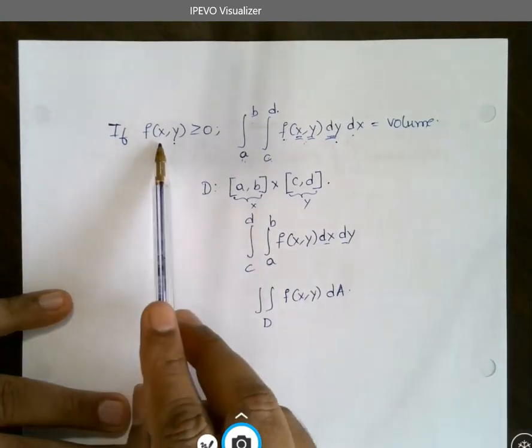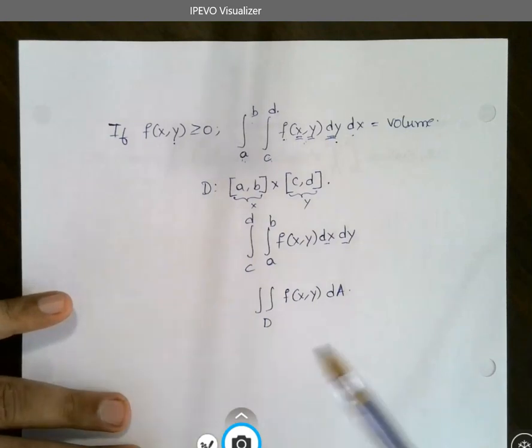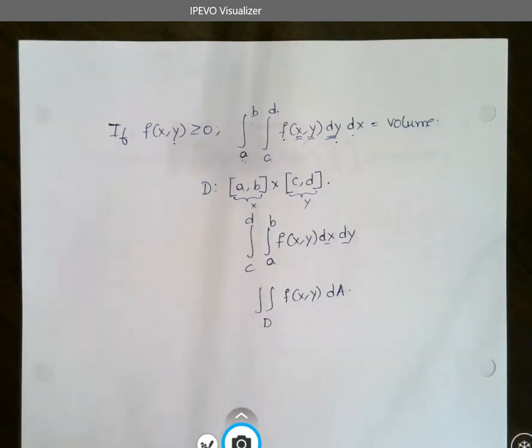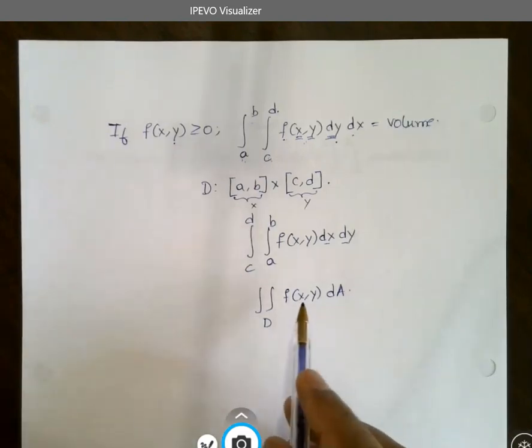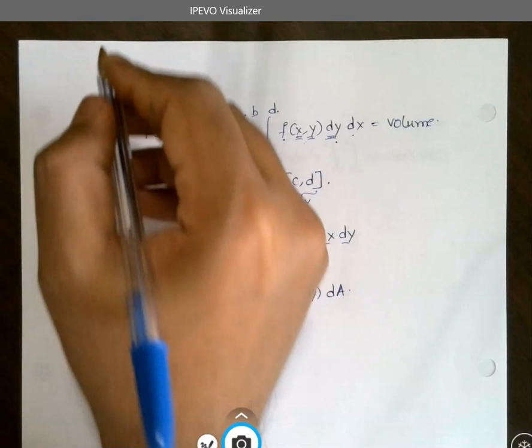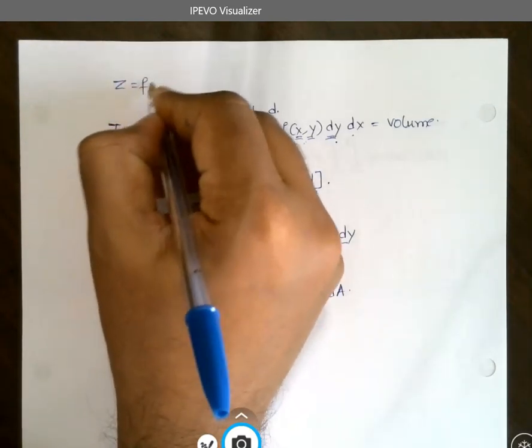If the function is negative, then obviously you get a net signed volume. In other words, it's not really called a volume. I hope you understand this. In other words, we are also finding the volume of the region z equals f of xy, here z equals f of xy.